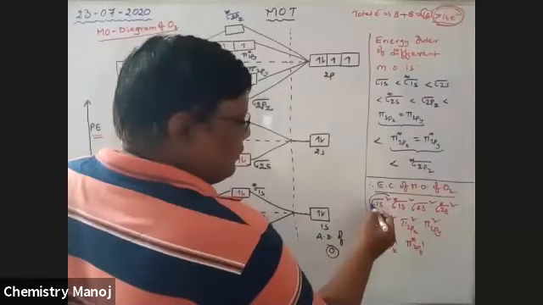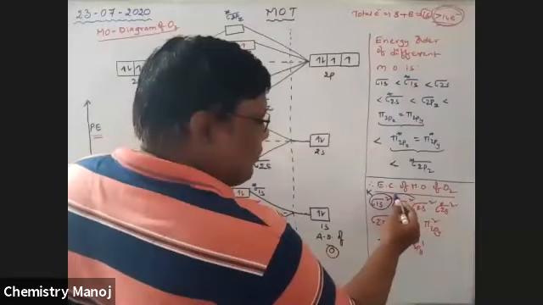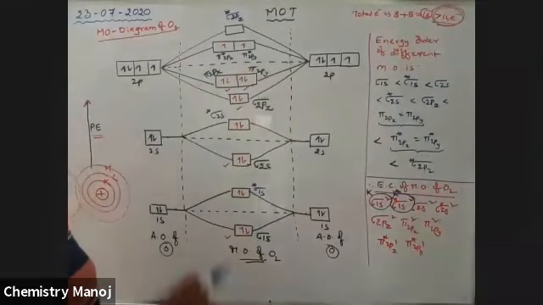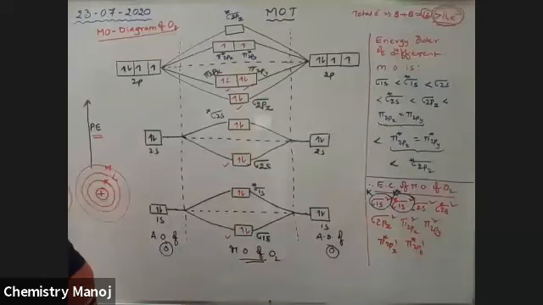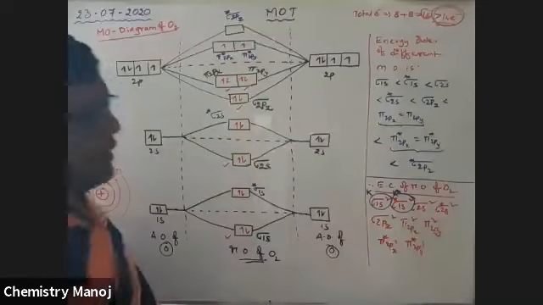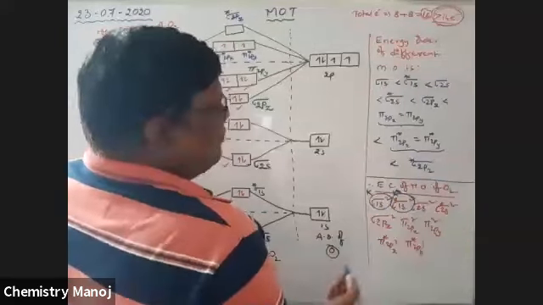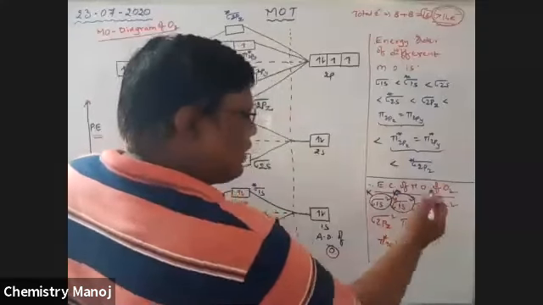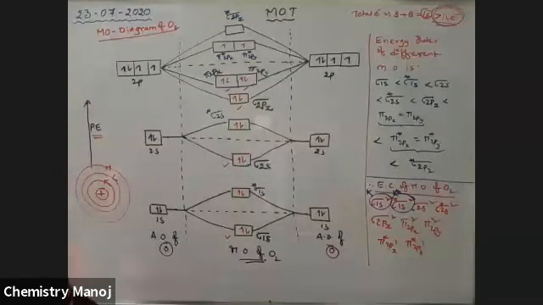So sigma 1s is represented with K, and sigma star 1s is represented with K star. That is the electronic configuration in the K shell. K is the bonding and K star is the anti-bonding. So sometimes these two are written as K and K star, followed by the rest of the configuration.